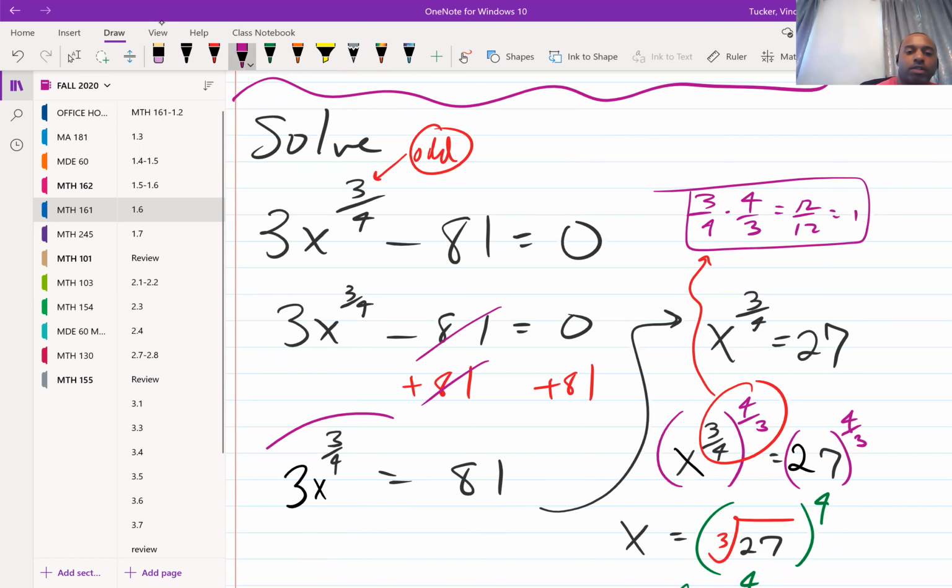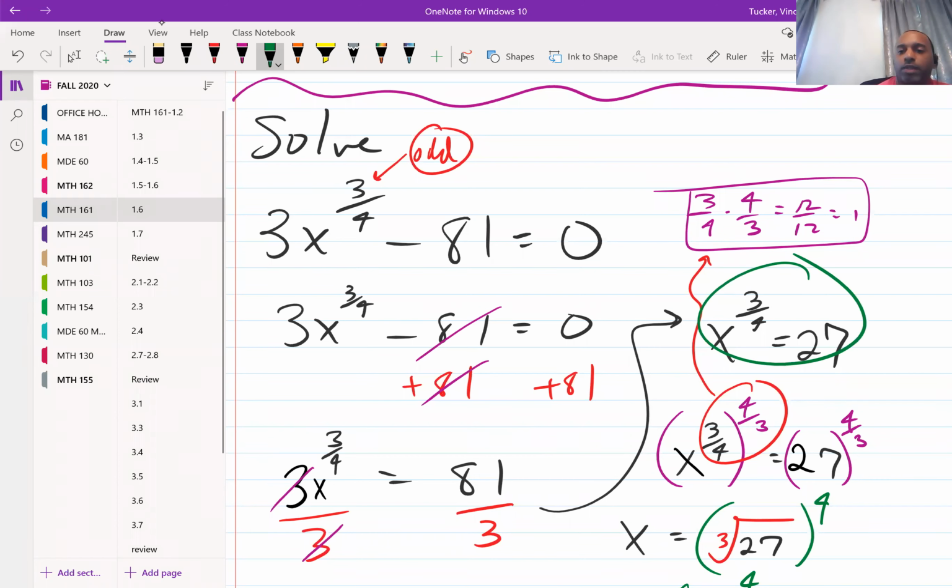And that gives us this result. You add 81 to both sides: 3x to the 3/4 equal to 81. And then we will divide both sides by 3, and that will give us this result. So before we go any further, is everybody okay getting right here? We added 81 to both sides, and then we divided both sides by 3.